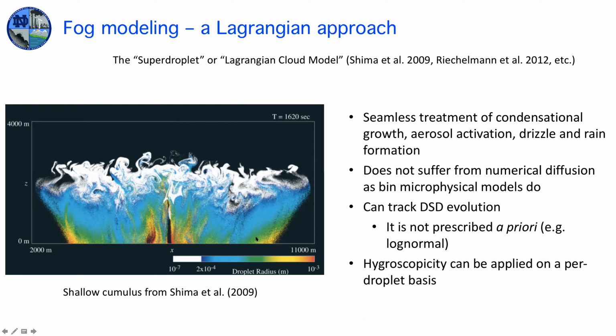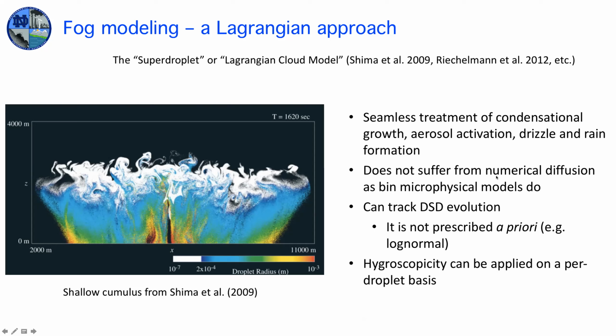And so this is a snapshot from shallow cumulus from Shima et al., where these colors are actually colored dots, each representing a parcel of cloud droplets. The nice thing about these Lagrangian cloud modeling approaches is that they can have seamless treatment of condensational growth, aerosol activation, drizzle and rain formation. In other words, you don't actually have to bin them as either being rain or cloud or aerosol. You actually just have a seamless evolution of an individual droplet as it progresses from one to the other.